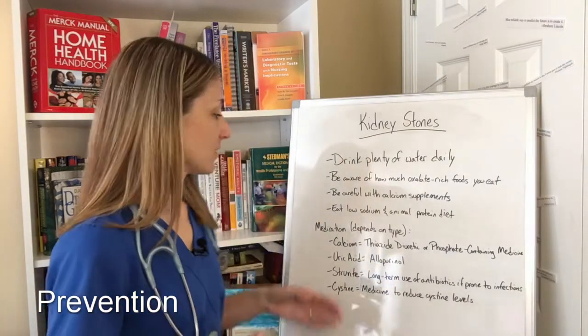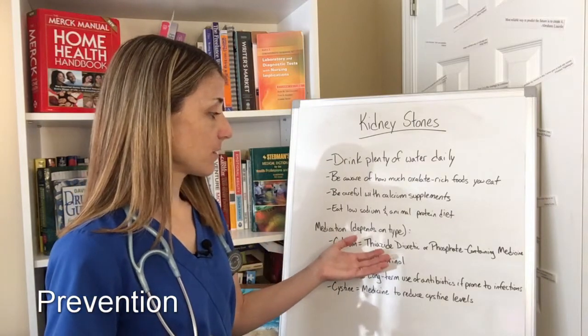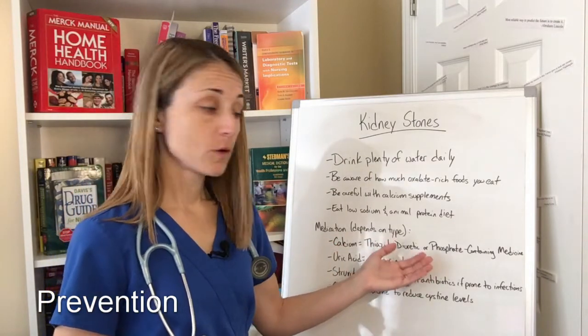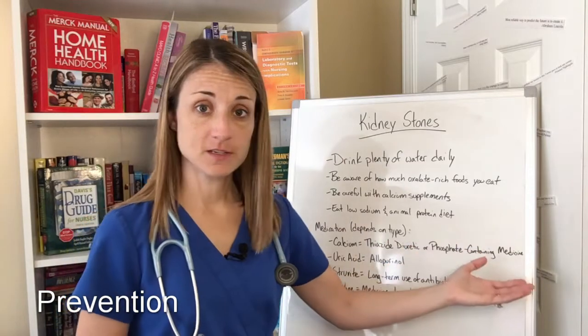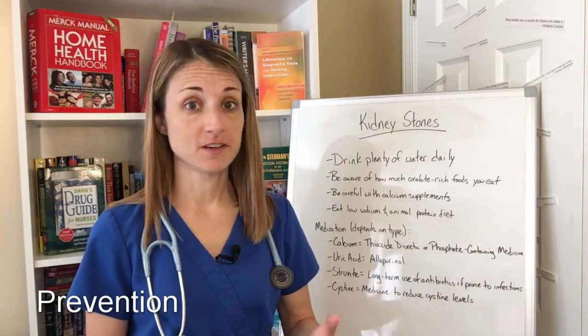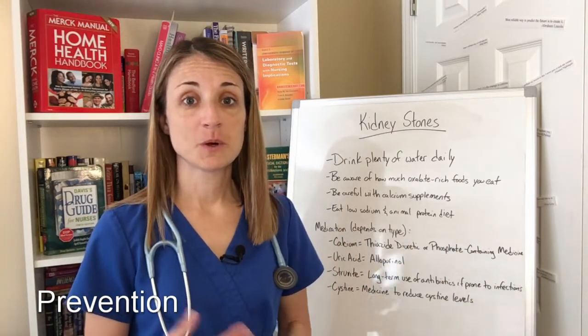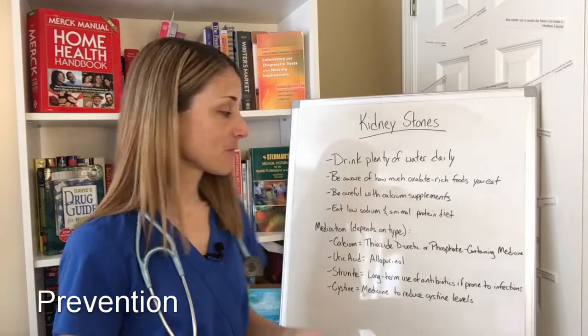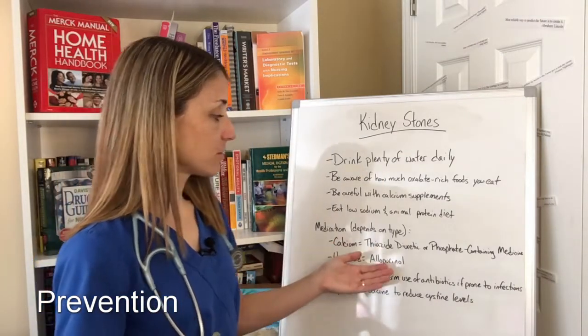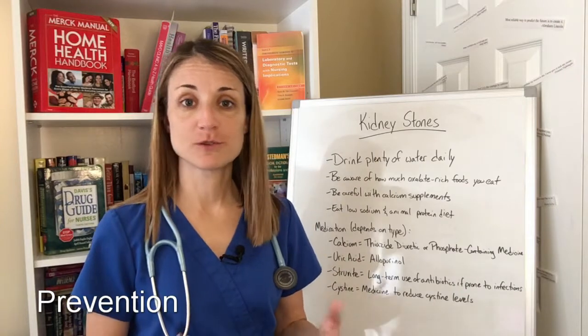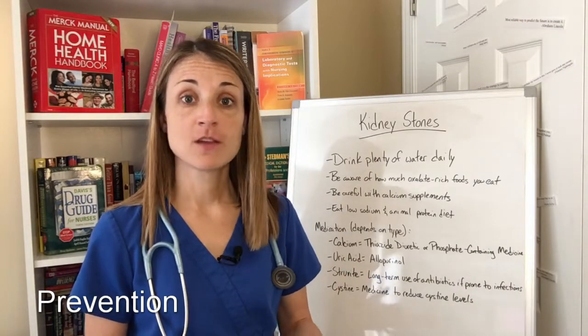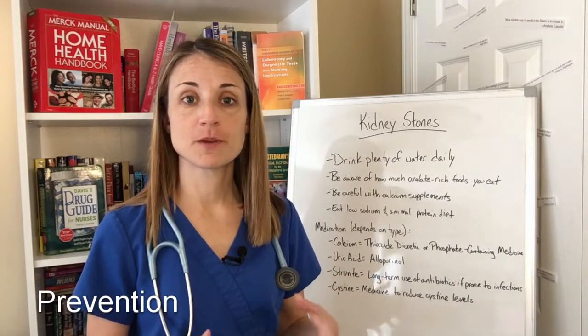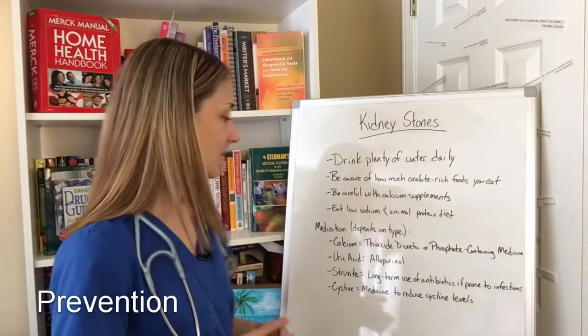So for calcium, you can be prescribed either a thiazide diuretic or a phosphate-containing medicine. Obviously, this really depends on if you have a calcium oxalate stone or a calcium phosphate stone. For uric acid stones, you can take the medicine allopurinol, which is usually used to treat gout as well. So this is how it helps reduce the buildup of uric acid in your body.